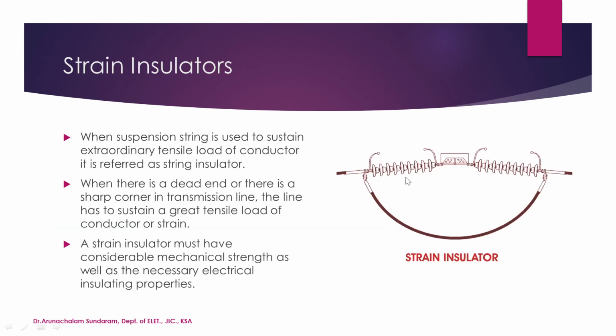Now strain type insulators I already discussed. When you want to change the direction, we can use the strain type of insulator. For a sharp corner where I want to turn the direction, this can be used. So this is also a suspension type. We call it a strain because it's used at the dead ends.